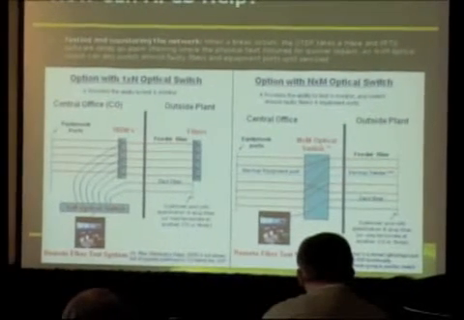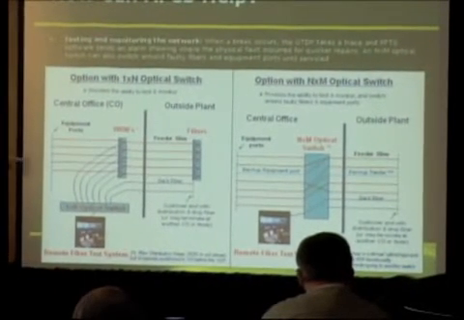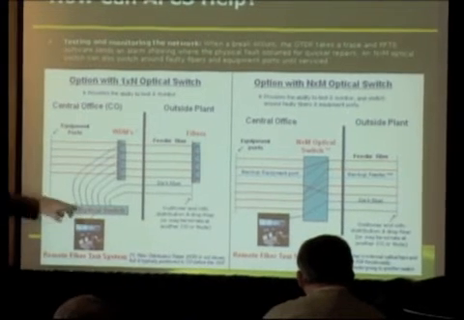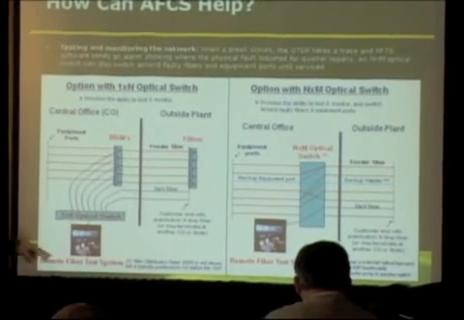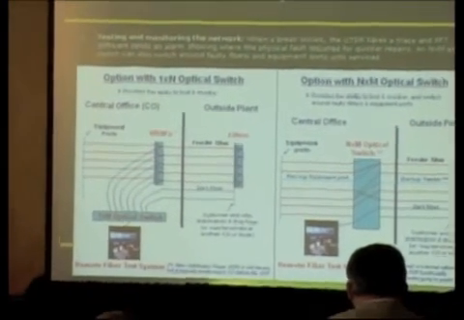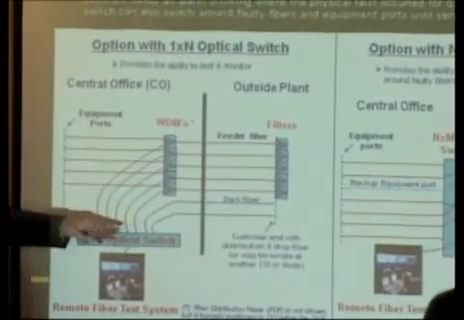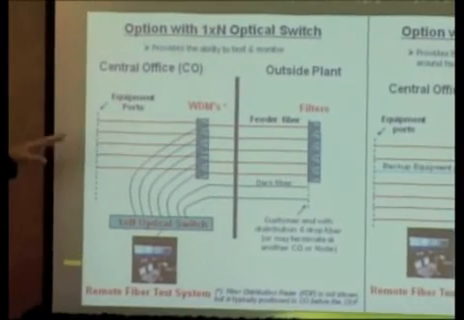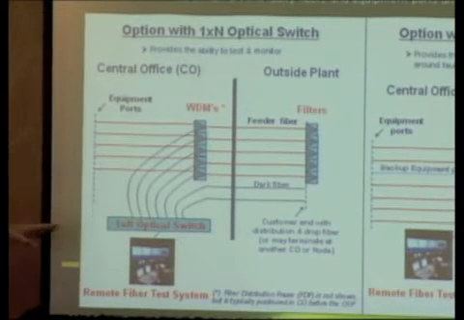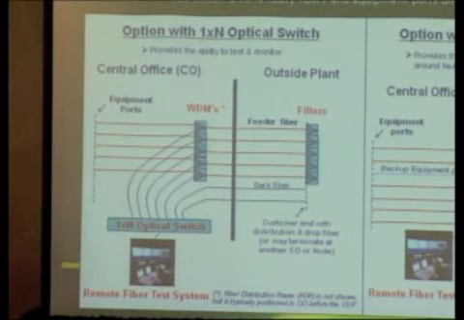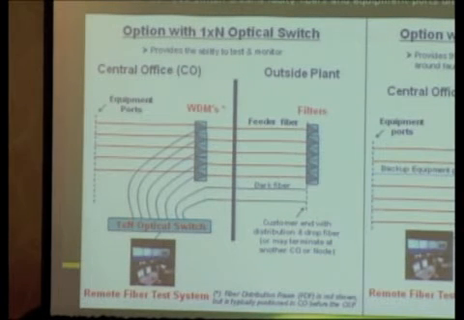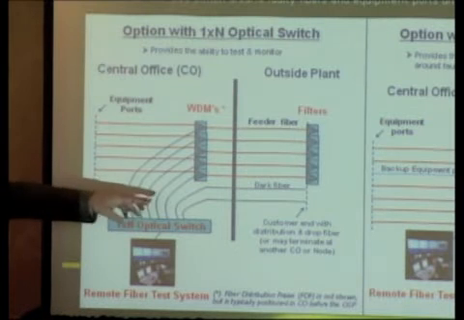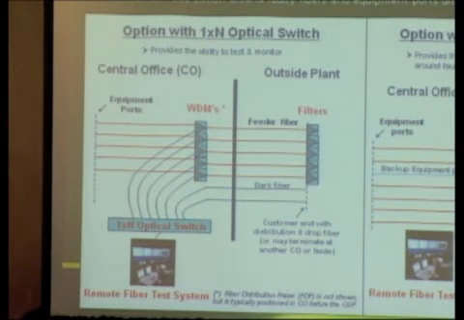So here you've got your equipment ports and then your outside plant, and you've got a 1xN optical switch and the remote fiber test system here. And it's just continually testing these fibers. Through the use of WDMs, you can test your active fibers, or sometimes they also have just a dark fiber within a bundle that they'll continually monitor. And the theory there being, if something happens to one of the dark fibers, it's also happening to the other fibers.